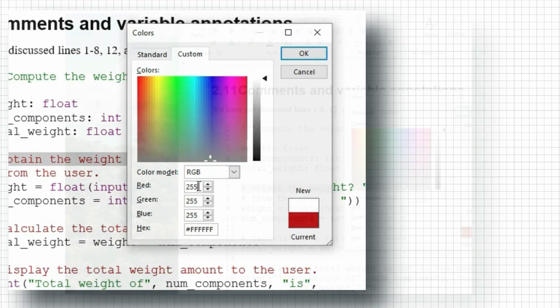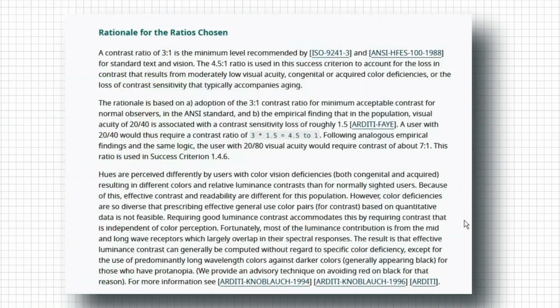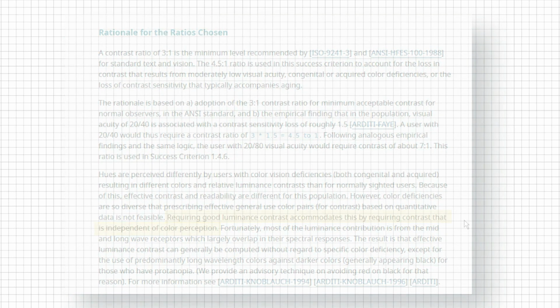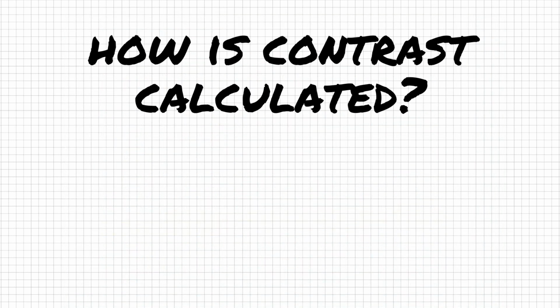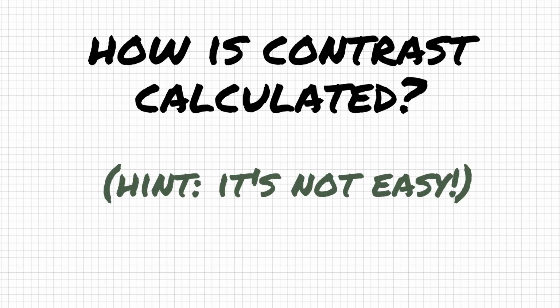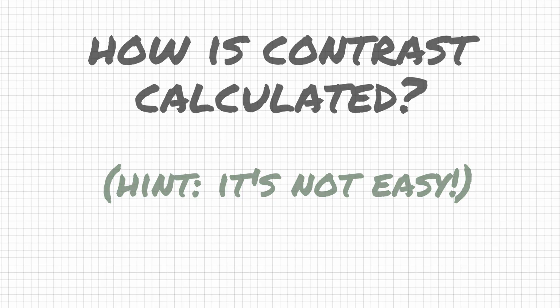Perception of color varies so much within the population that the WCAG standard is to require contrast that is independent of color perception. So rather than having a list of rules such as never put red text on a green background, the standard is to have a sufficient contrast between the text and the background so that it can be read regardless of color perception. So how is that contrast calculated? There isn't a simple way from a color's RGB values to immediately know if two colors will have sufficient contrast.